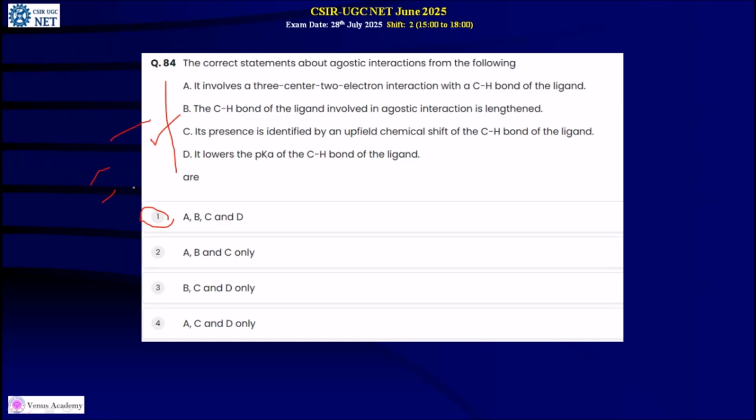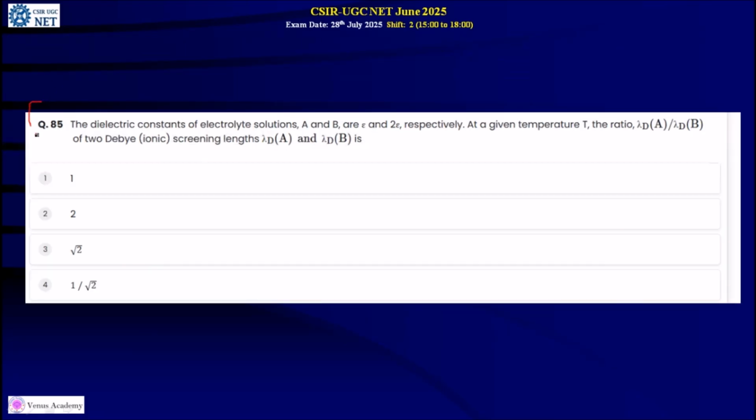Next, question number 85. The dielectric constants of electrolyte solutions A and B are epsilon and 2 epsilon respectively at a given temperature T. The ratio of lambda D of A to lambda D of B, the Debye ionic screening lengths, is. Question number 85, option 4 is the correct option, students.